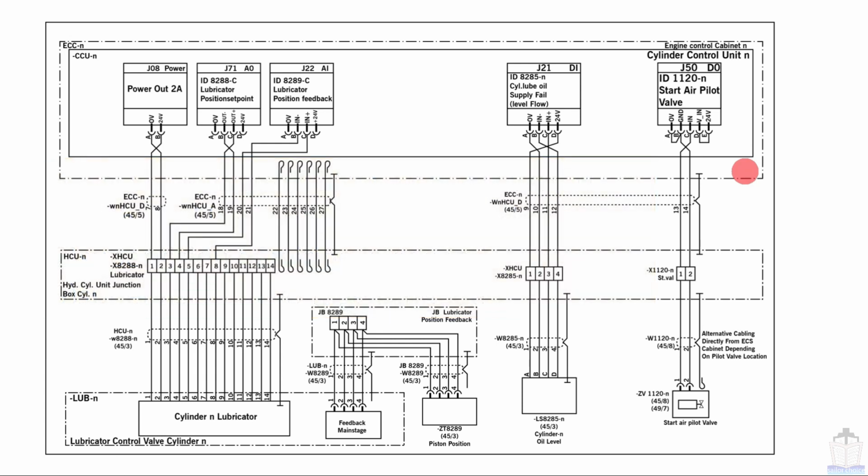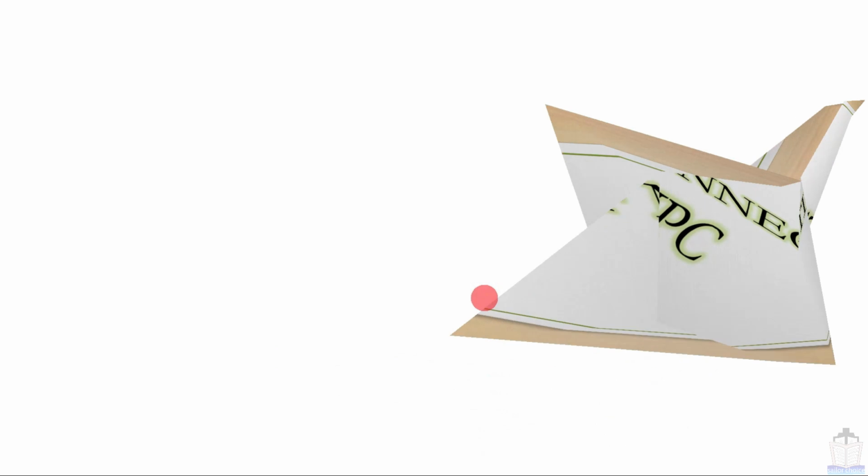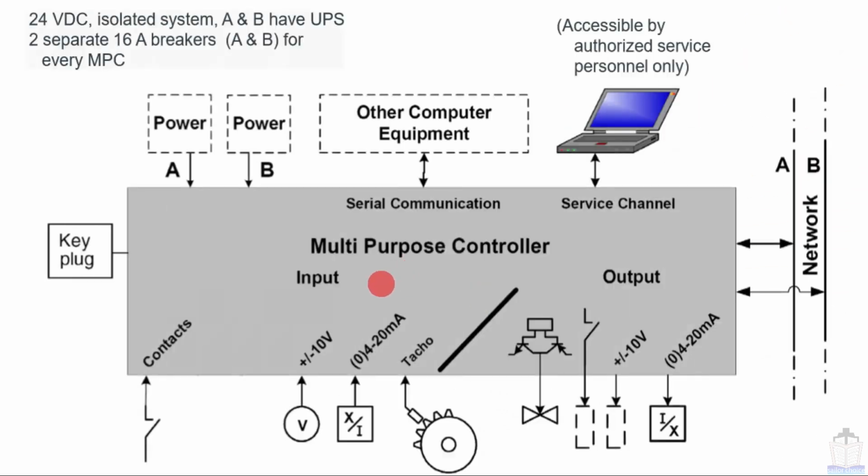Now we are moving to the next topic, that is the various connections of the MPC. These are very important. Now here I have a diagram. It is representing the multi-purpose controller. It has several inputs and outputs. This black line is just a barrier between the input and output, and it shows what all the external connections are into the multi-purpose controller.